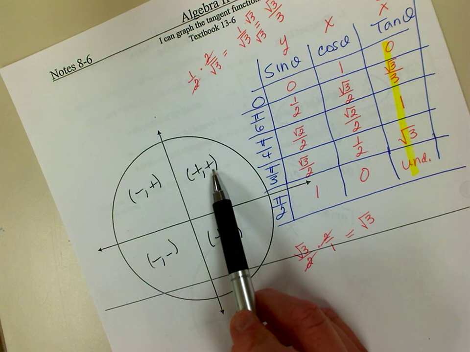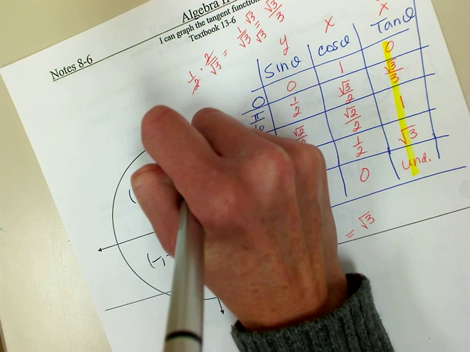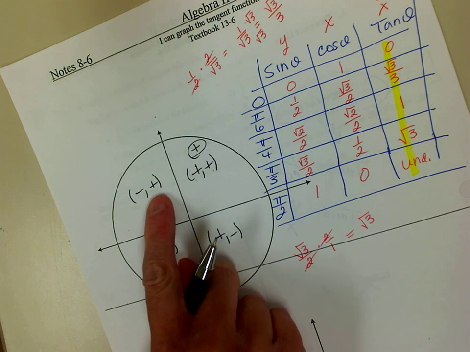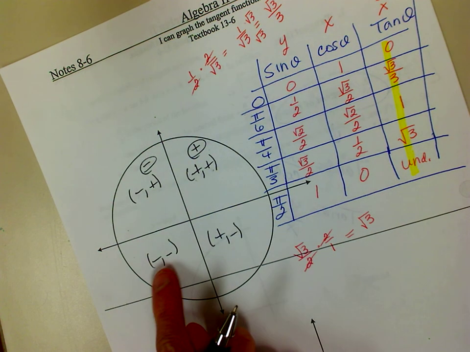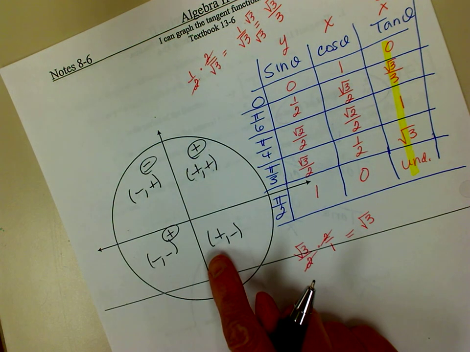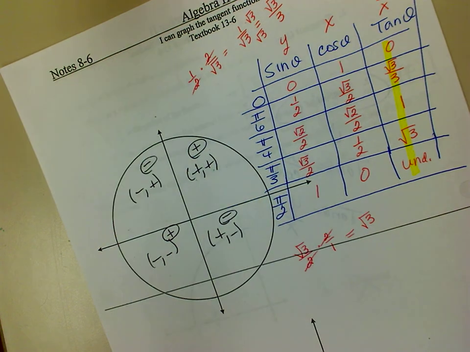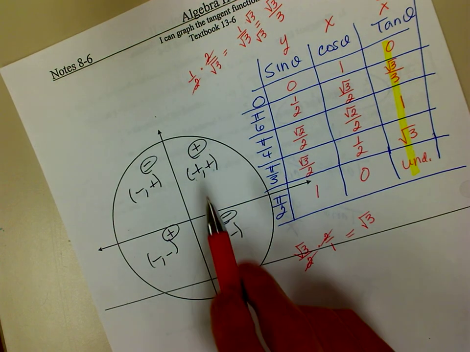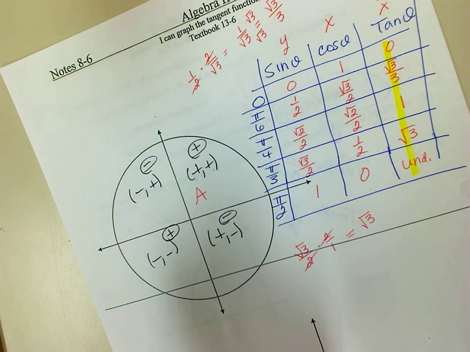So if I take y divided by x, if I take a positive y by a positive, tangent's going to be positive. If I divide two signs that are different, we get a negative. Negative divided by a negative is a positive. And then a negative divided by a positive is a negative. So let's talk about this. Looks like they're all positive in the first quadrant. So I'm going to put an A there.